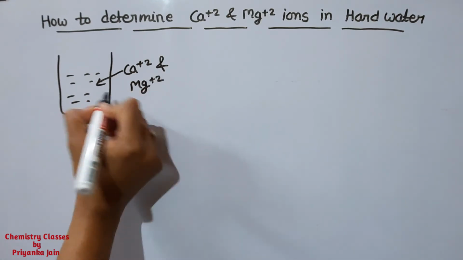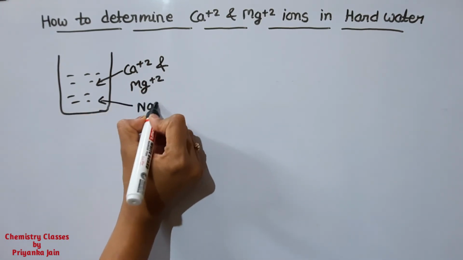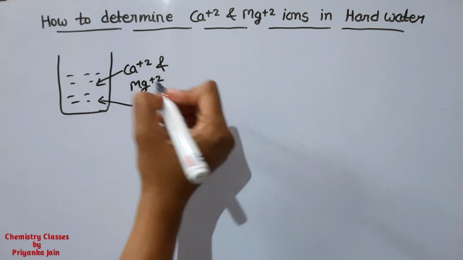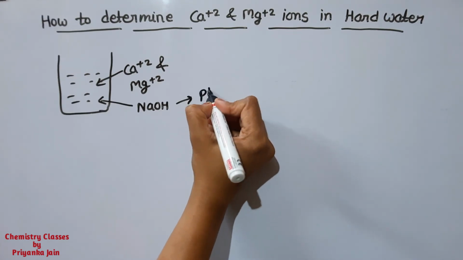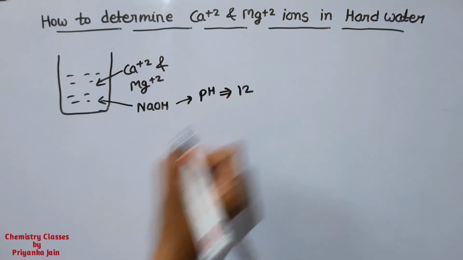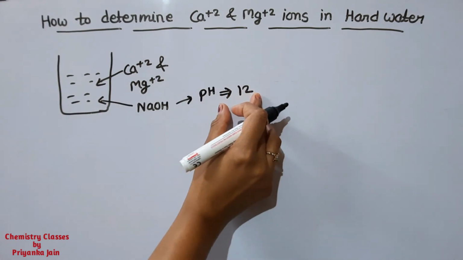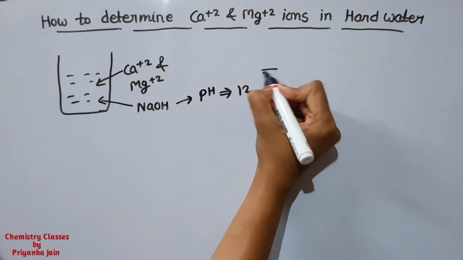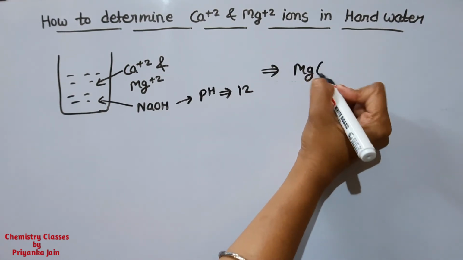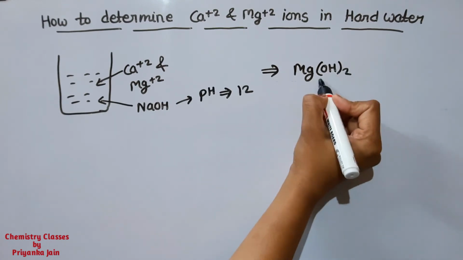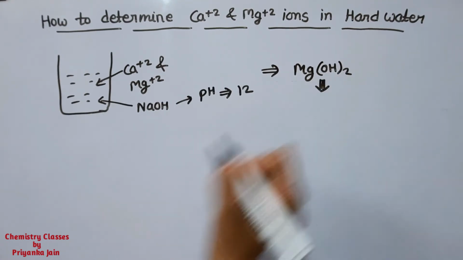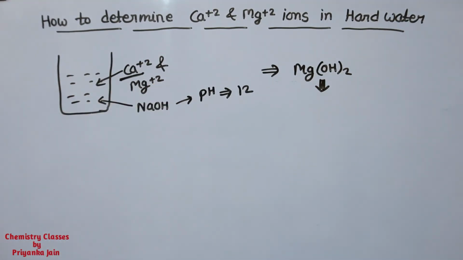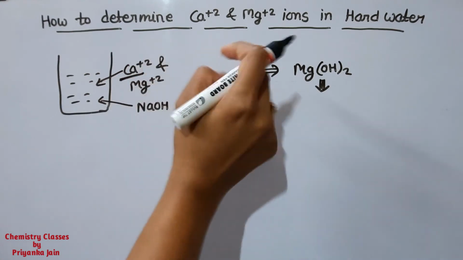Now we add NaOH solution, so the pH will increase, and we have to increase the pH to 12. When the pH becomes 12, the magnesium ions react with NaOH and precipitate as Mg(OH)2. So now in the solution there are only calcium ions, and we can titrate them with EDTA.